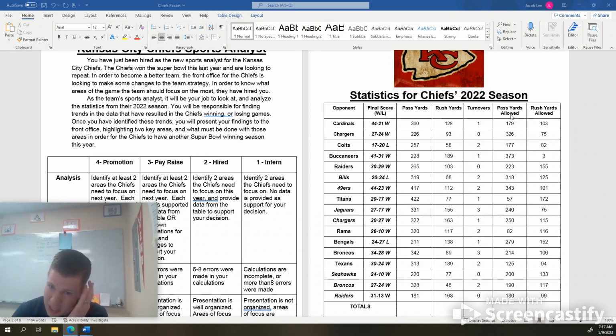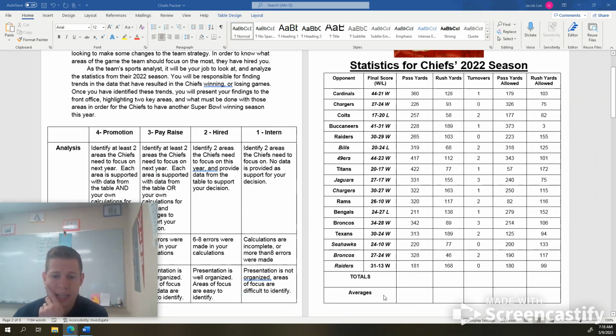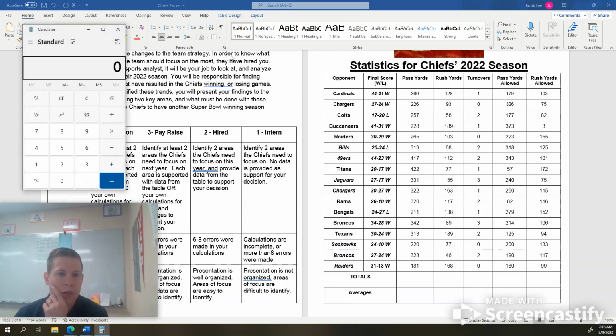Your job on this first page and kind of the second page is to come up with totals and averages for this page. So for each of these columns, you've got to tell me the total for the year. How many pass yards, how many rush yards, turnovers, pass yards allowed, rush yards allowed. It's super simple math. I'm going to pull up a calculator and start doing it so that you can see what it is. Averages are just taking your final total for each category and dividing it by how many games they played. All of your teams played 17 games, so you should divide it by 17. I'll walk through pass yards first.